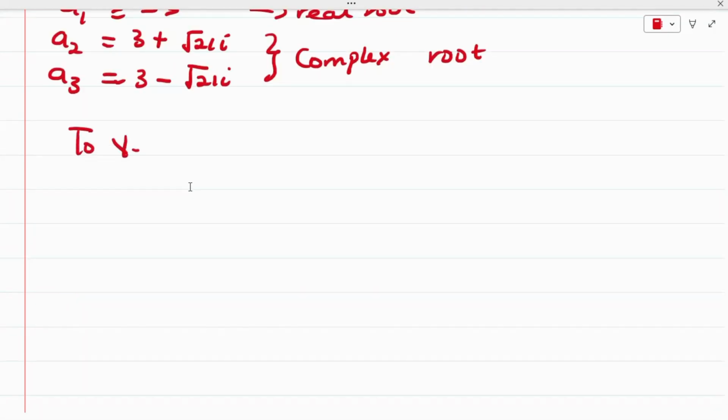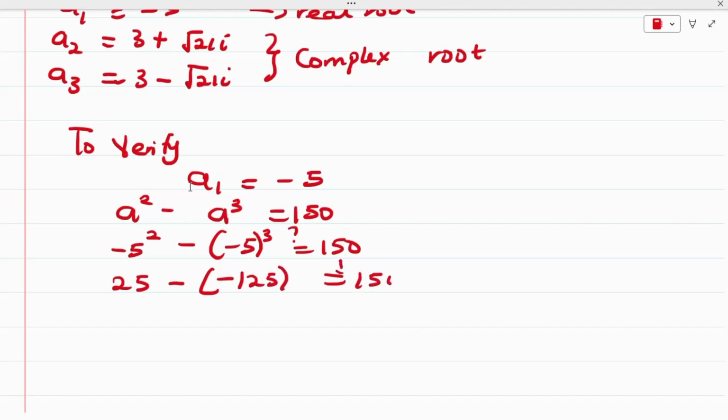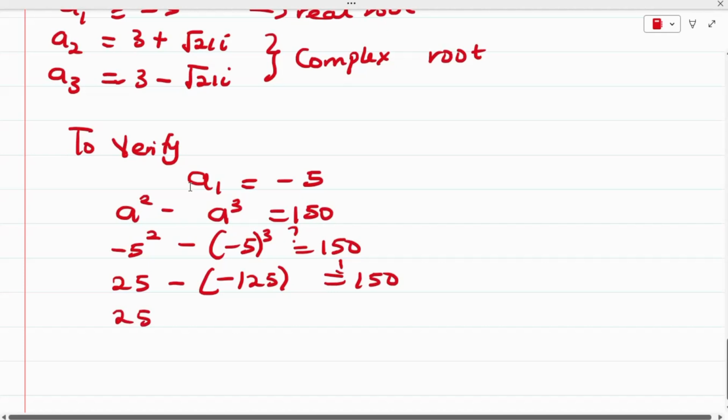So we say to verify by making use of the real root, which is a1 is equal to -5, and we have the question to be a squared minus a cubed is equals to 150. So from here we have -5 all square minus into -5 raised to the power of 3 is equals to 150. Alright, so -5 squared is 25 minus, we have this to be -5 raised to the power of 3 is -125, and this is equal to 150. So 25 minus multiply minus is plus 125, and this is equals to 150. 25 plus 125 will give us 150, which is equal to 150.